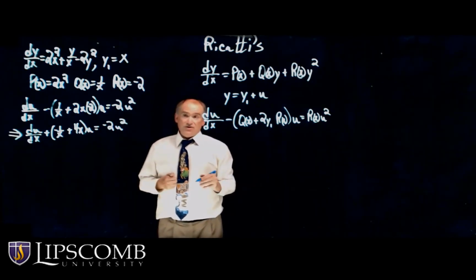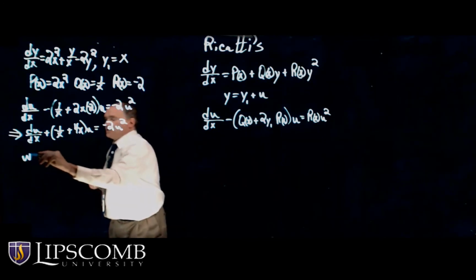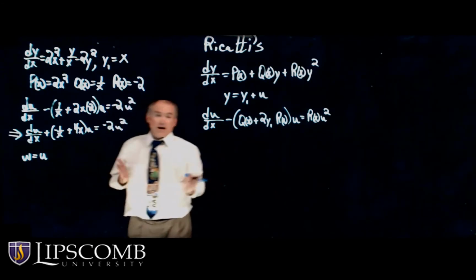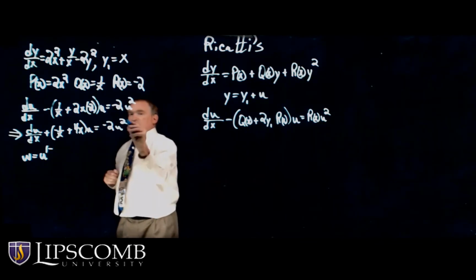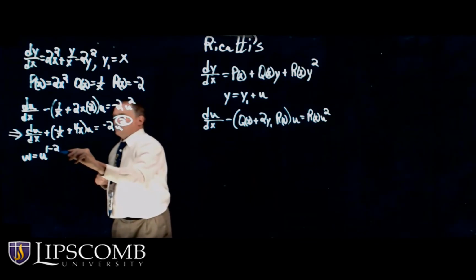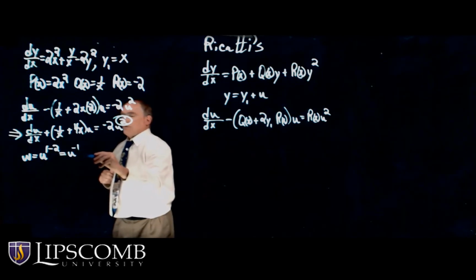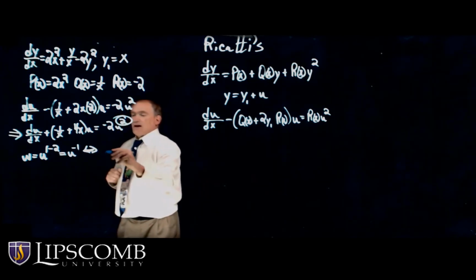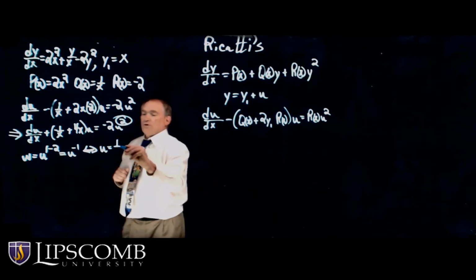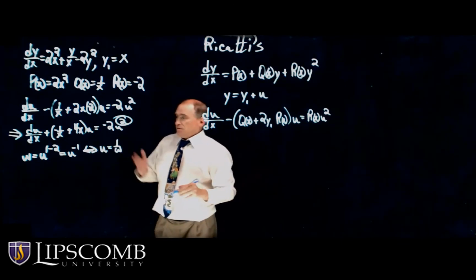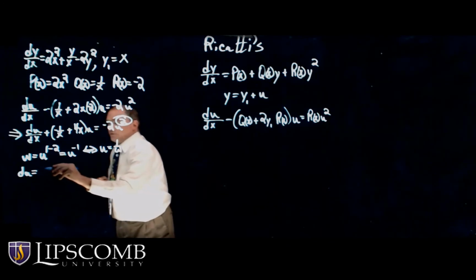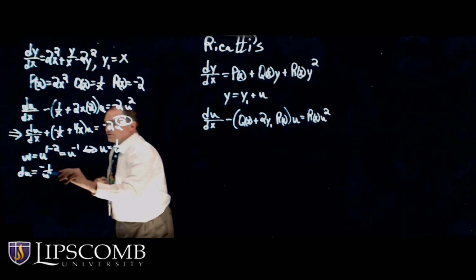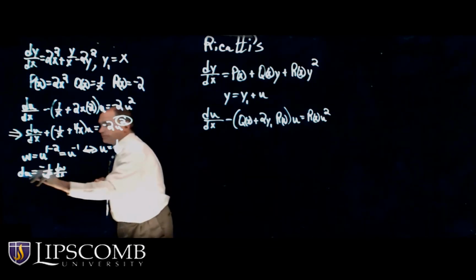So as I said, this is Bernoulli's. So w equals u this time, not a y, but u to the 1 minus n. N is 2 because of that 2. So u to the negative 1. So that's the same thing as u equals 1 over w. Again, the reason I'm doing that is therefore du equals negative 1 over w squared dw/dx. And I'll make this a derivative.